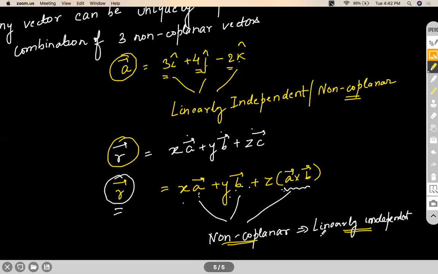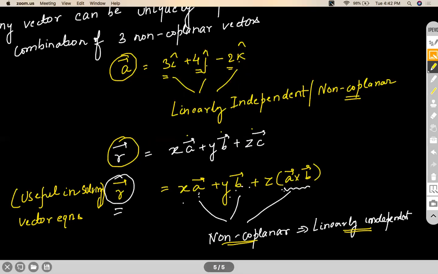I've already proved this fact that three non-coplanar vectors are always linearly independent, and coplanar vectors are always linearly dependent. Are you getting my point? This is very useful. This will be very much used in vector equations, which we are going to talk about in the last part of vectors. Very useful in solving vector equations.